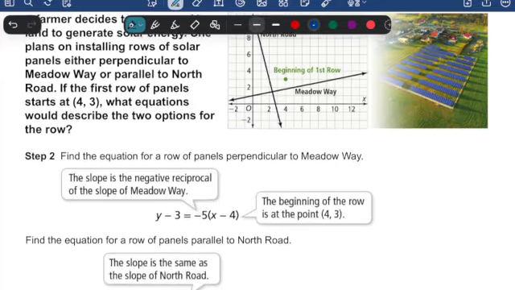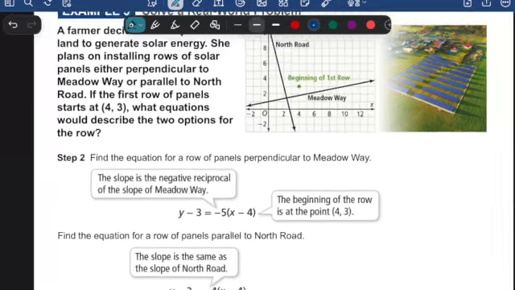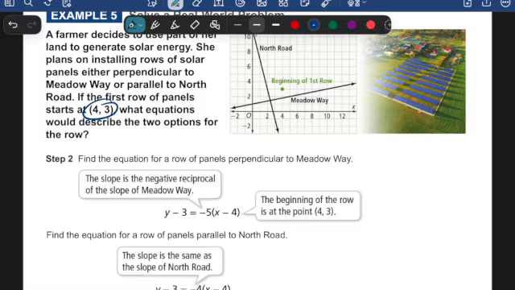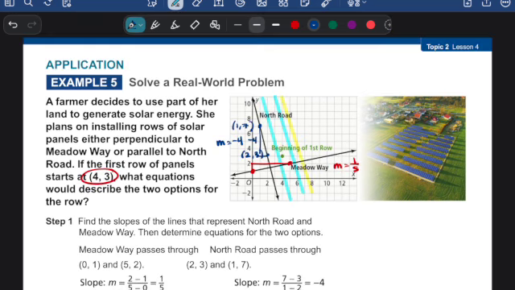Using those slopes, we're going to write our equations in point-slope form using the same slope or the same point. Different slopes for each road, but the same ordered pair 4, 3. Now remember, for Meadowway, she's going perpendicular to Meadowway. So Meadowway's slope is 1/5. If we're going perpendicular, the slope is going to be -5. She's going parallel to North Road, so the slope will still say -4.